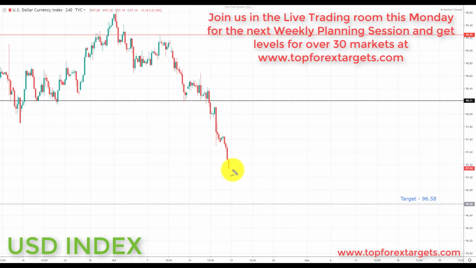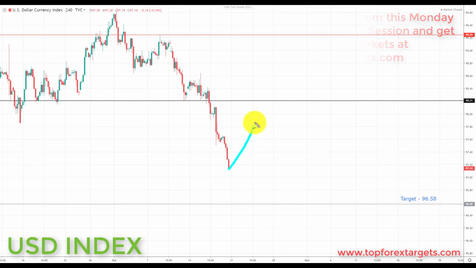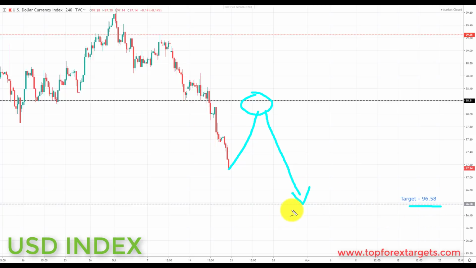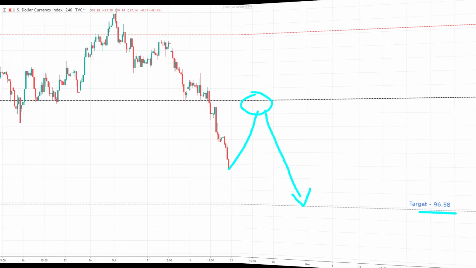What we'd like to see is if we can get a pullback, any pullback, but preferably if we can come back and test the key area of broken support, turning resistance at the 98.21. This will be the best place to start to look for further declines in this market, and we're going to be looking down towards the next key of support to the downside in the target set at the 96.58. This means that going into next week, as we're expecting further declines in this market and due to the big sell-off last week, we are going into next week with a bearish bias on the US dollar index.